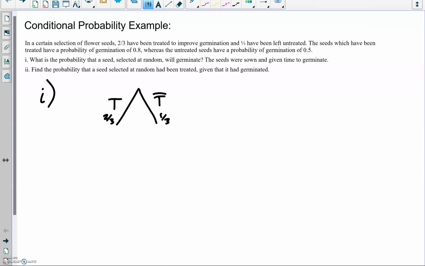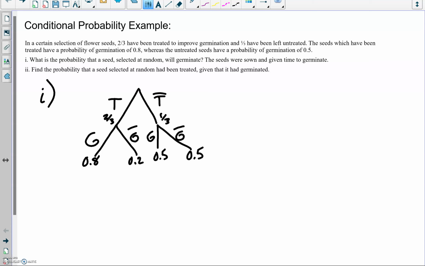And then they tell me some information based on whether it was treated or untreated. The seeds that have been treated would germinate with a probability of 0.8. So coming off of the treated branch, we have germination 0.8, and not germinating would then be 0.2. For the untreated, we have a germination of 0.5, which means that not germinating is 0.5 as well.